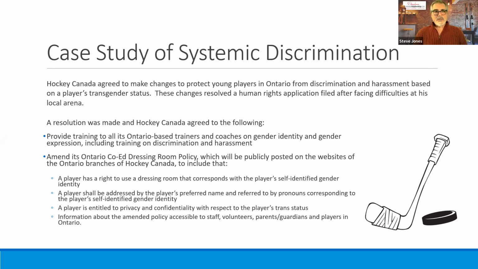Information about the amended policy would be accessible to all staff and to volunteers and to parents and to guardians and to all players. And so basically they said, look, let's come up with a policy with respect to dressing rooms. Let's come up with a policy on how we address people. Let's come up with a policy on how we communicate this information to people. And if everybody lives by the policy, we're good to go. So this is typical. This is the way you want a human rights decision to be decided.